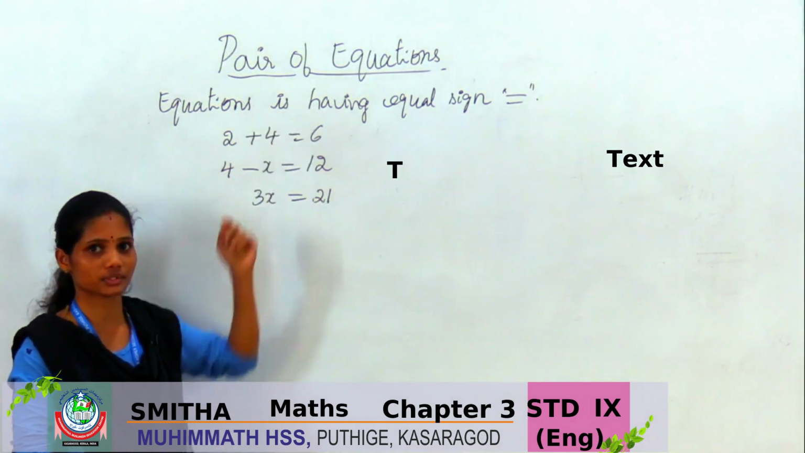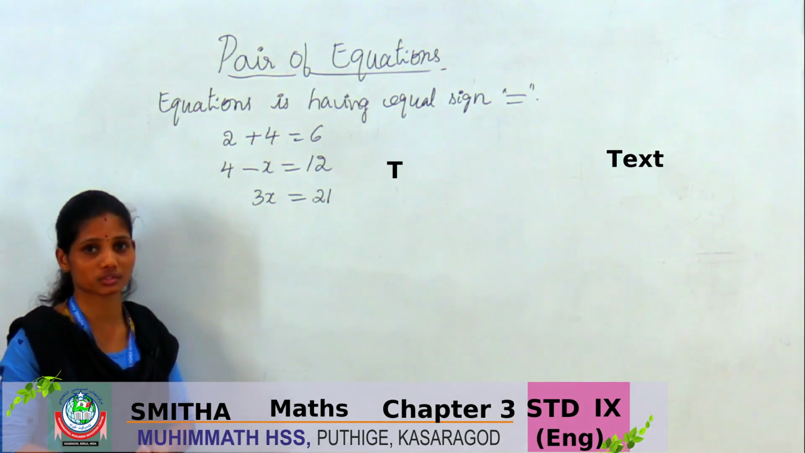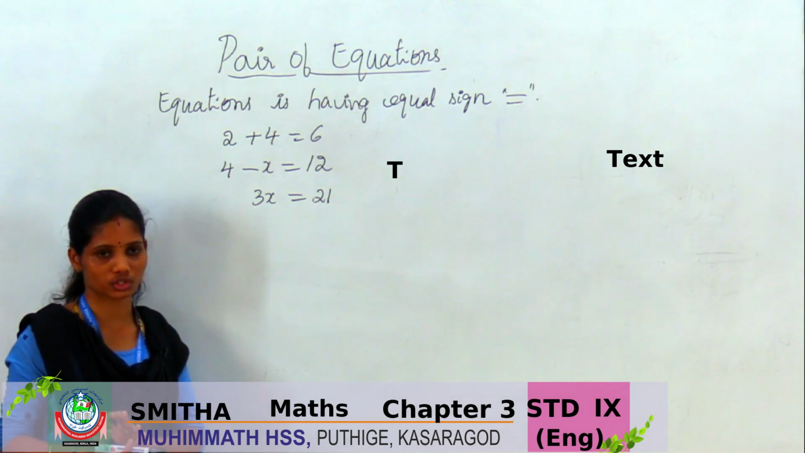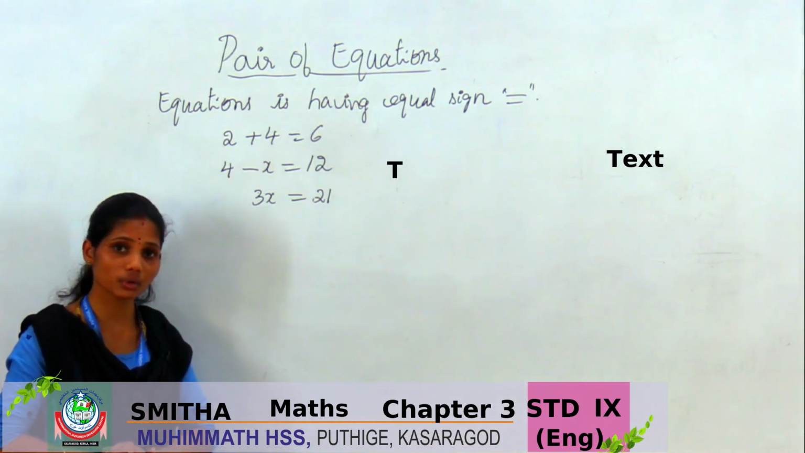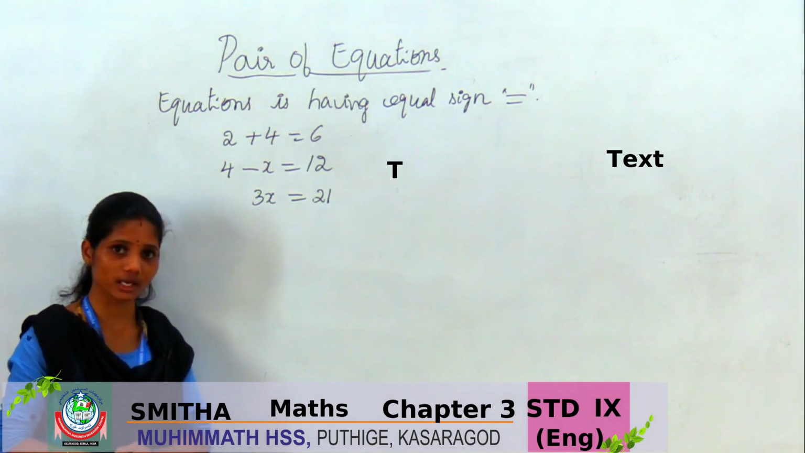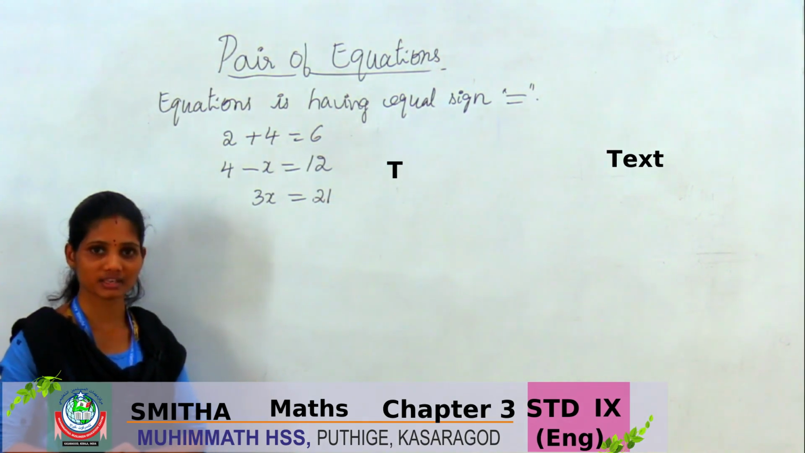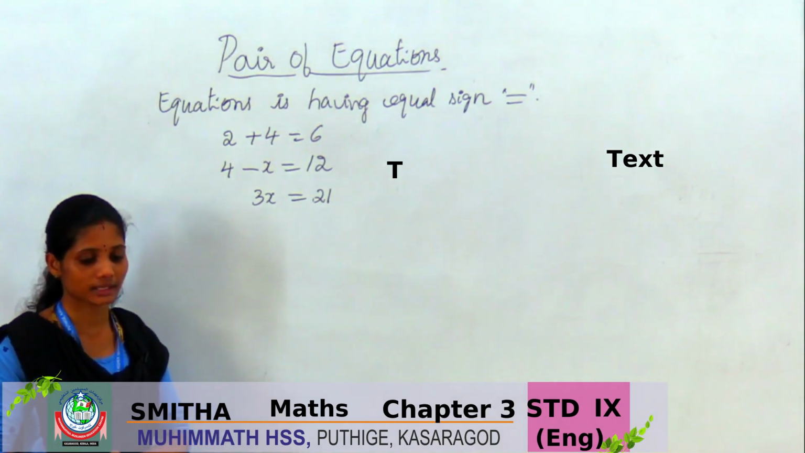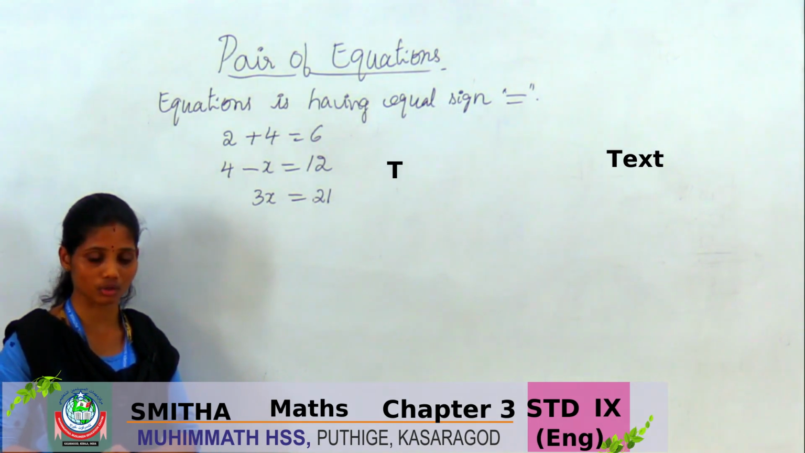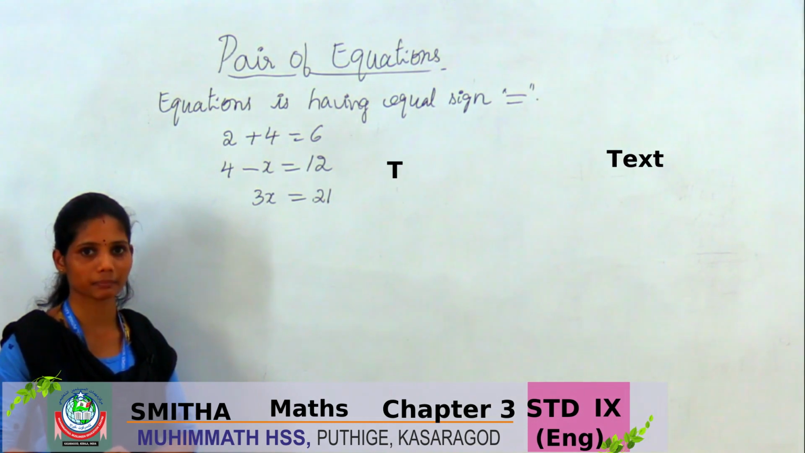So in this chapter, we are going to learn pair of equations, meaning two equations. There will be two equations. We are going to solve those two equations by the substitution method or by the elimination method. Okay, the first question is: there are 100 beads in a box, some black and some white, 10 more black than white. How many black and white beads?